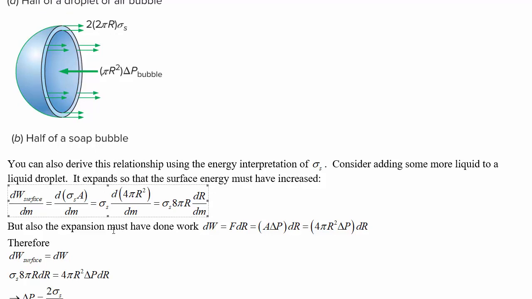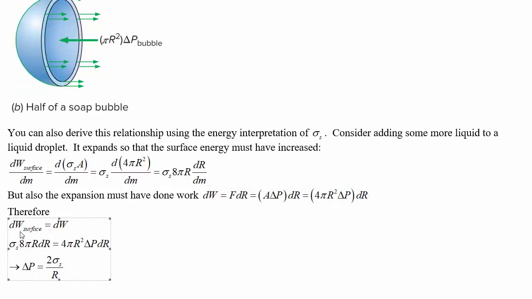And the expansion must have done work. The work that happened is force times the change in the radius, and the force it was working against depends on the pressure. Therefore, the change in the energy of the surface has to equal the work that happened, and equating those two, you come up with the same pressure relationship that we just had.